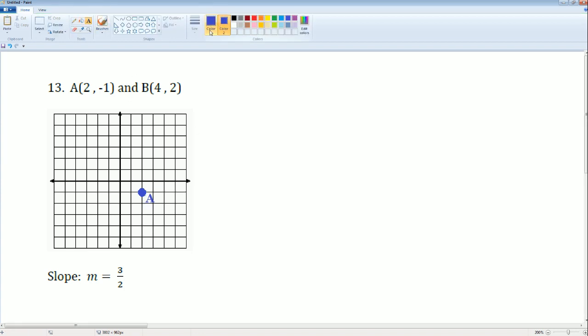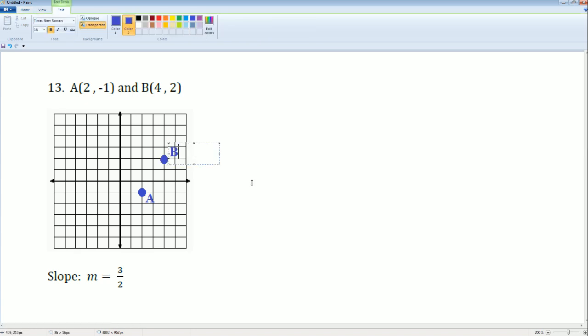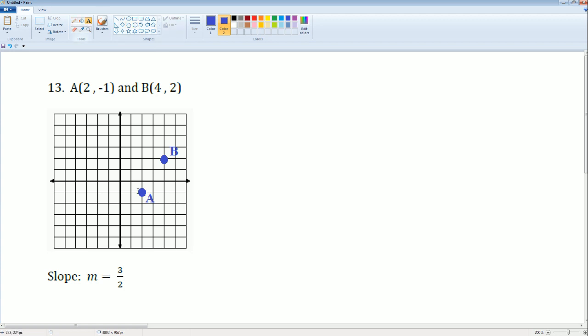Okay, then let's do the next one. B, 4, comma 2, so 4, comma 2, right? And we know that that is B. Good. Then you want to apply the slope, okay? Right, let's count that.